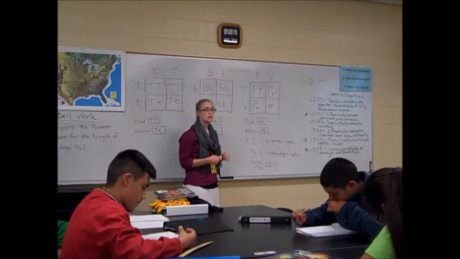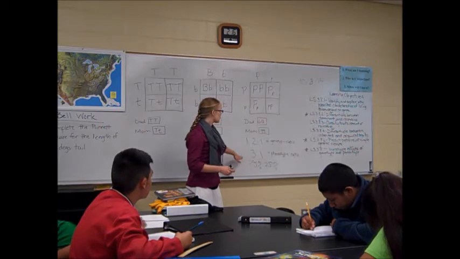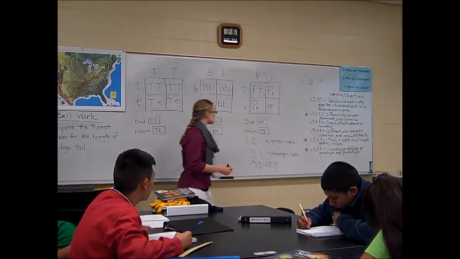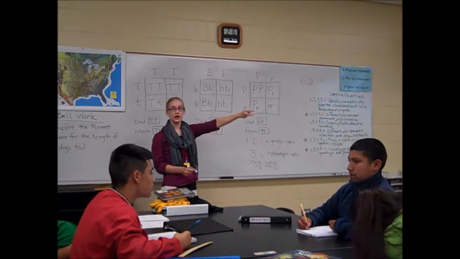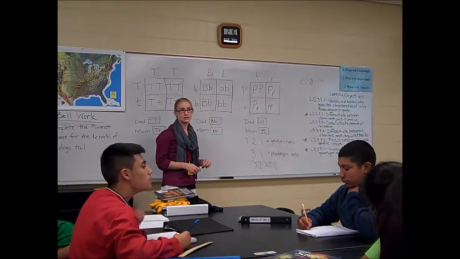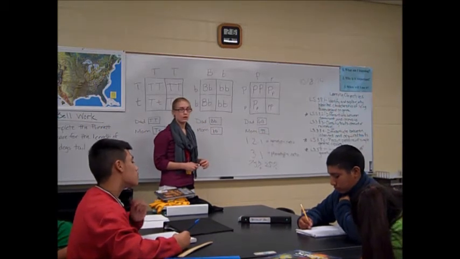You all can work in your groups together and ask each other questions in order to figure out what the ratios are for each of the squares. That means you'll be doing it for the dog's tail, the eye color, and the bird's legs. So does anyone have any questions before we get started? All right.